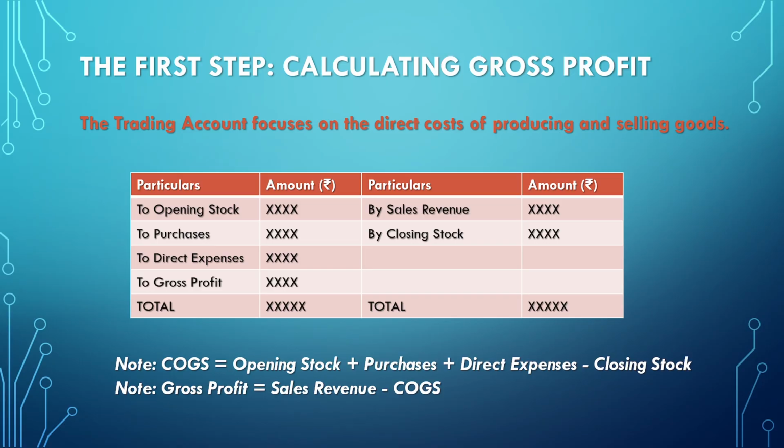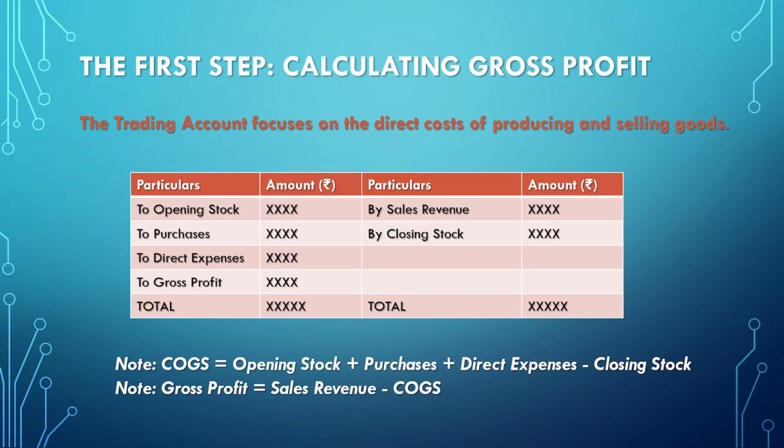Now, most companies that are making a gross loss will understand that they have to decrease the manufacturing cost. That we'll understand in cost accounting in the next sem. Right now we are only into financial accounting. So this is the trading account.